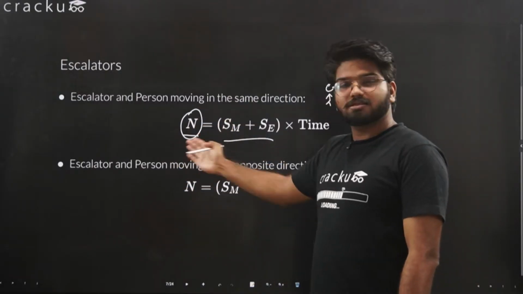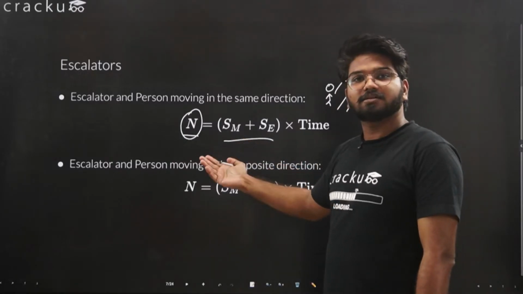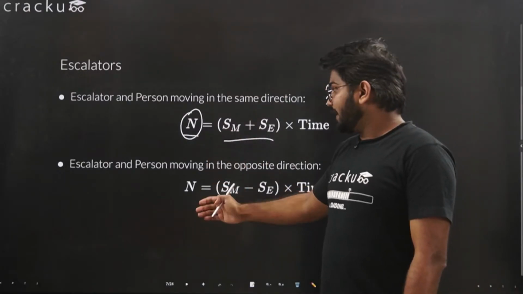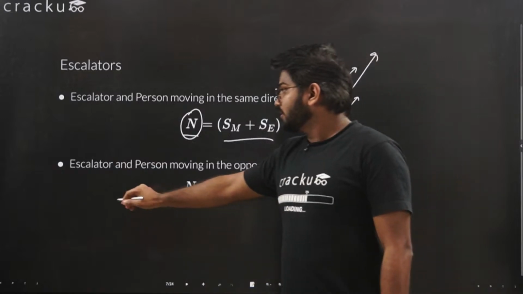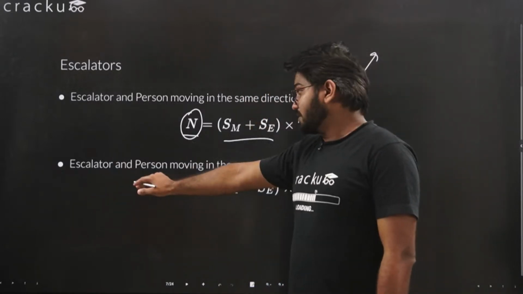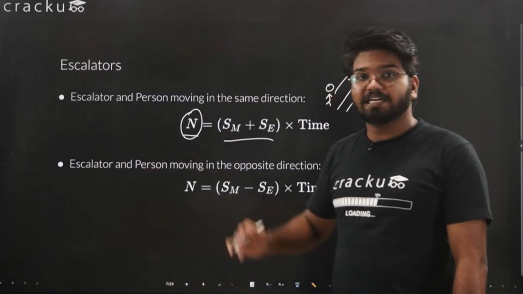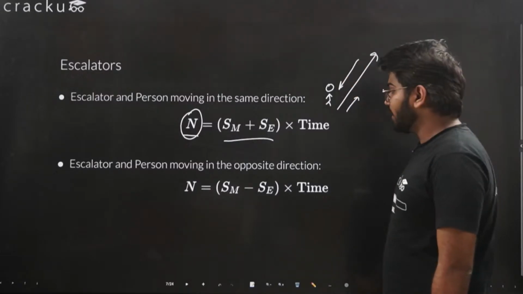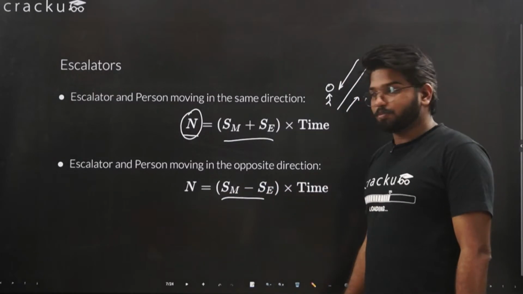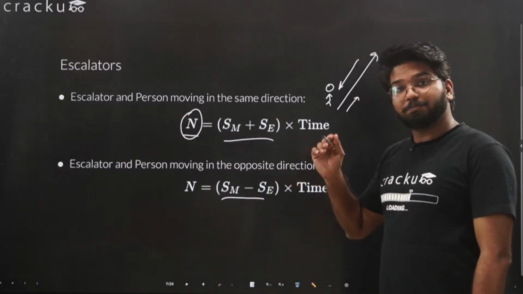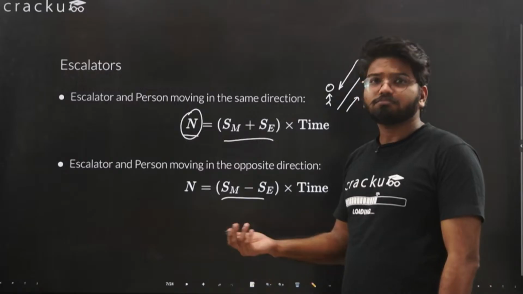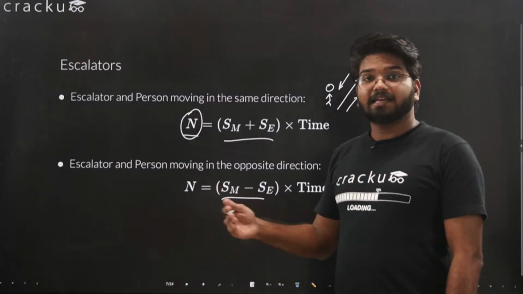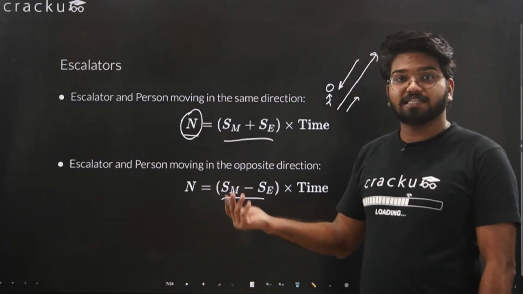You understand? Distance is equal to speed into time. Speed here is the relative speed of the person and the escalator, and the time will remain constant. Now, another case, when the escalator and the person are moving in opposite direction. We just studied here, if the person is moving down, escalator is moving up, the relative speed will be the difference of their speed. Now it is not necessarily that the person's speed will always be higher. It could be possible that the person's speed is lower than the speed of the escalator, and if they are moving in opposite direction, the person can never reach the top.